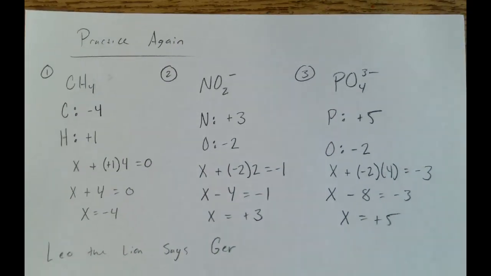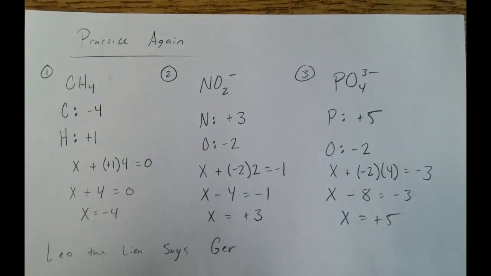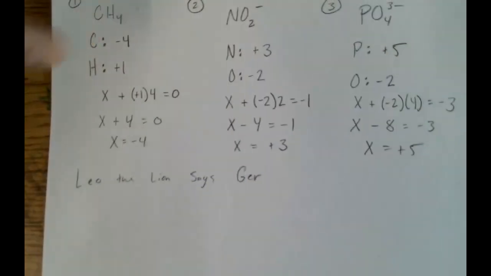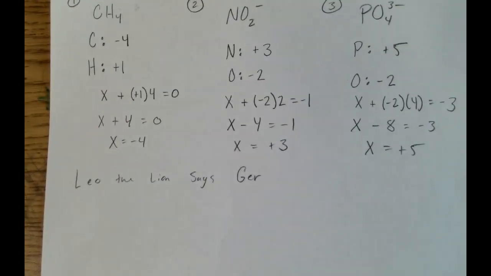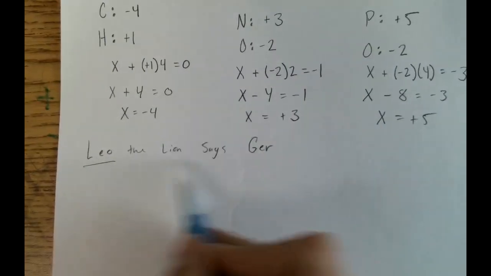Okay, so that's assigning oxidation numbers. And again, that's really important because a redox reaction is basically when you have the transfer of electrons occur throughout a chemical reaction. So there's 2 main processes that occur during a redox reaction. You have oxidation and you have reduction. That's why it's called redox. So in order to understand what oxidation and reduction is, you have to remember the phrase, Leo the lion says grr.